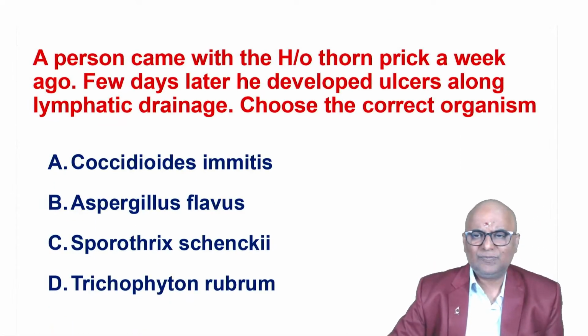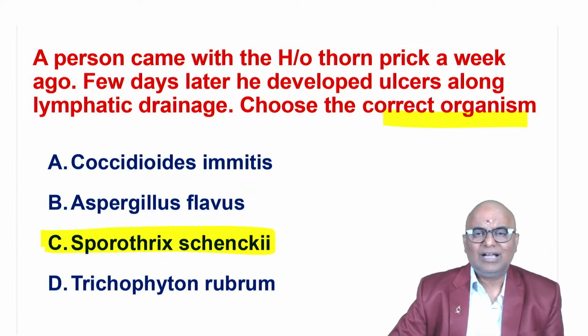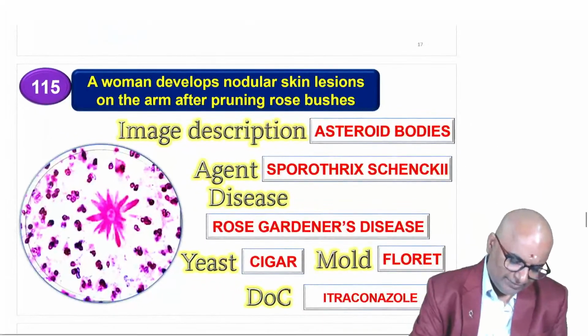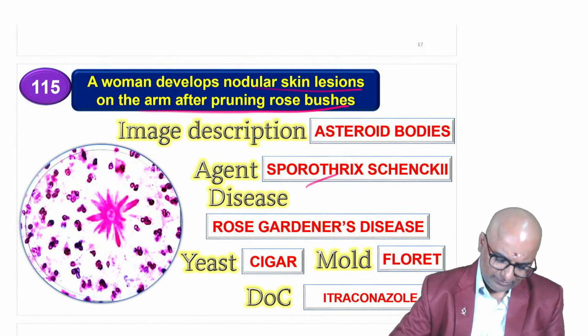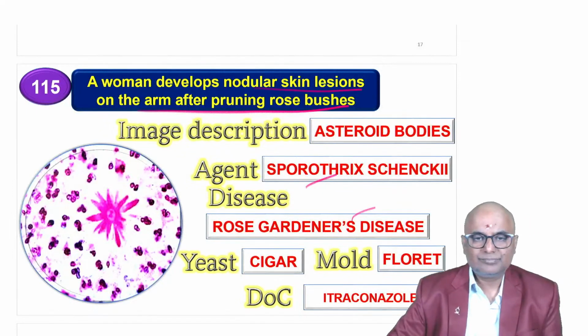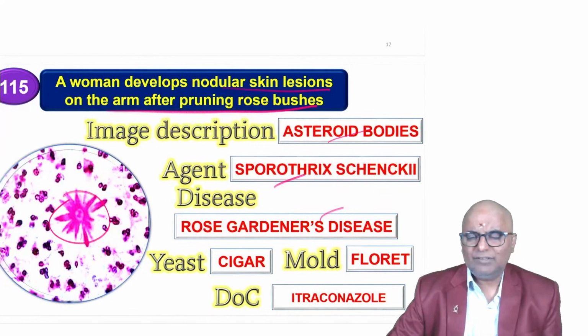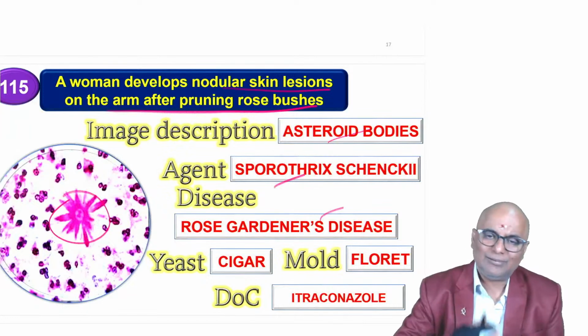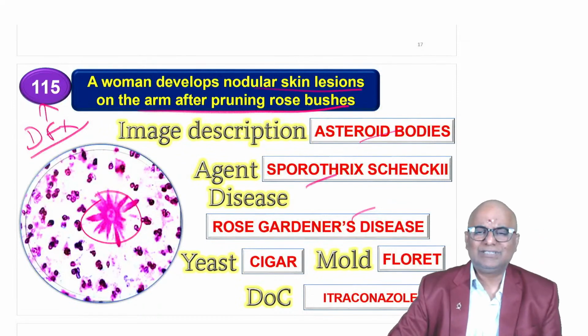Person came with history of thorn prick. That's all. Wherever thorn prick, rose gardener's disease. Ulcers along the lymphatic drainage. Choose the correct organism. It is Sporothrix, rose gardener's disease. Ulcers along lymphatic drainage. Asteroid bodies. See here, I see my clue. Develop nodular lesions after pruning rose bushes. Rose gardener's disease, Sporothrix. Asteroid bodies. Key points, four to five points. We may get a question on Sporothrix. Either anyone will come. This is also DFX. 150 slides, DFX.